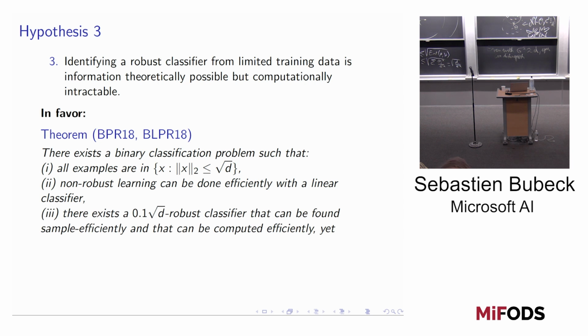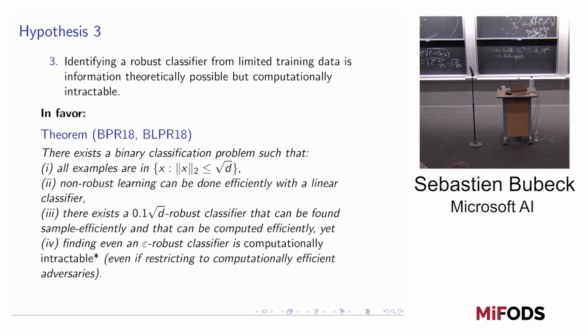This binary classification problem admits a very robust classifier. Things are in a ball of size square root D, and you can actually perturb things by 0.1 times square root D. So you can really do macroscopic movement. You can do huge movement. This guy can be found sample efficiently, and to answer your question, it is efficiently computable. It's really a robust classifier that can be implemented by a small neural network, and it's a nice guy. Yet, finding even an epsilon robust classifier is computationally intractable.